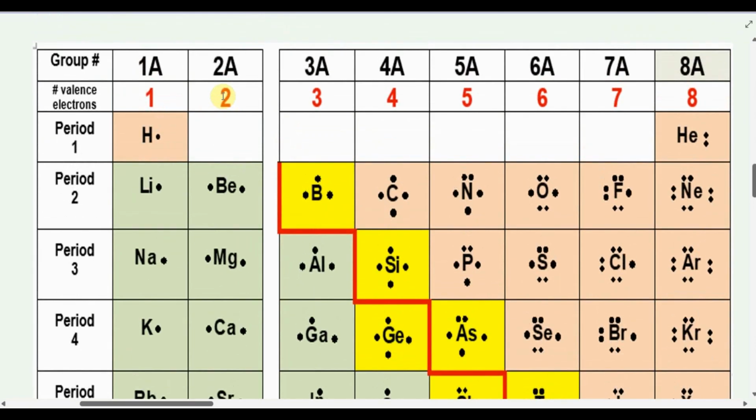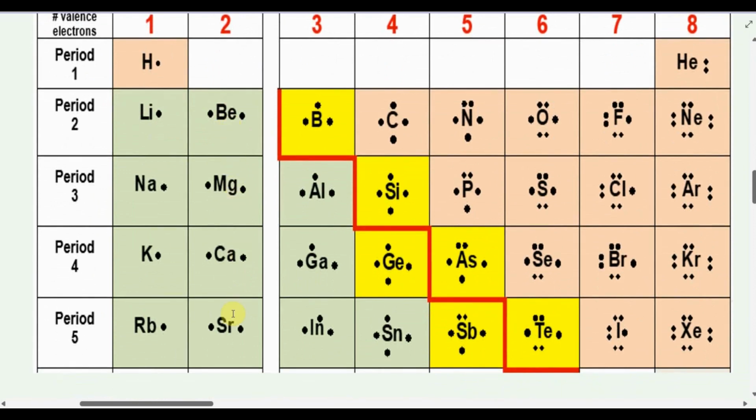Look at the group 2A metals: beryllium, magnesium, calcium, strontium, barium, and radium. They all have 2 valence electrons. When they react with nonmetals, they give away both of those valence electrons. They empty out the valence shell. They don't lose 3, they don't lose 1, they always lose 2, forming +2 cations.